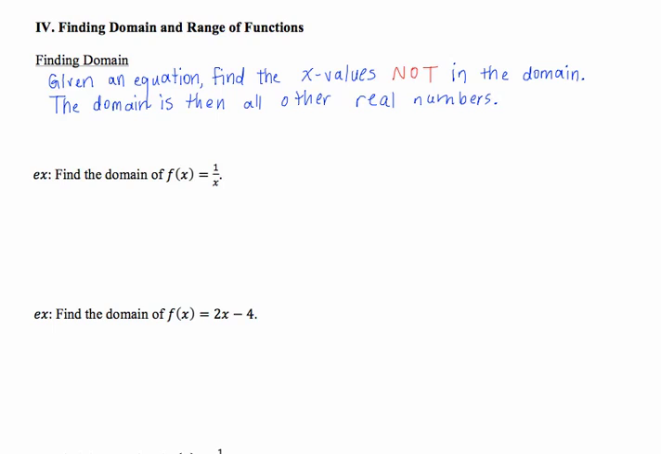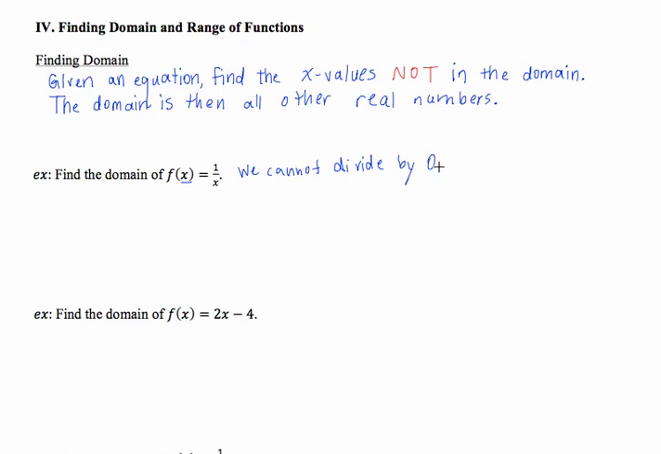So for example, with this function, the question is, what numbers can you not plug in? What numbers x can you not plug in? Because remember, domain are your x values or your input values. Well, this is a fraction, 1 divided by x. Now there's only one number that we cannot divide by. We can divide by positive numbers, negative numbers, fractions, decimals. The only number that we cannot divide by is 0.